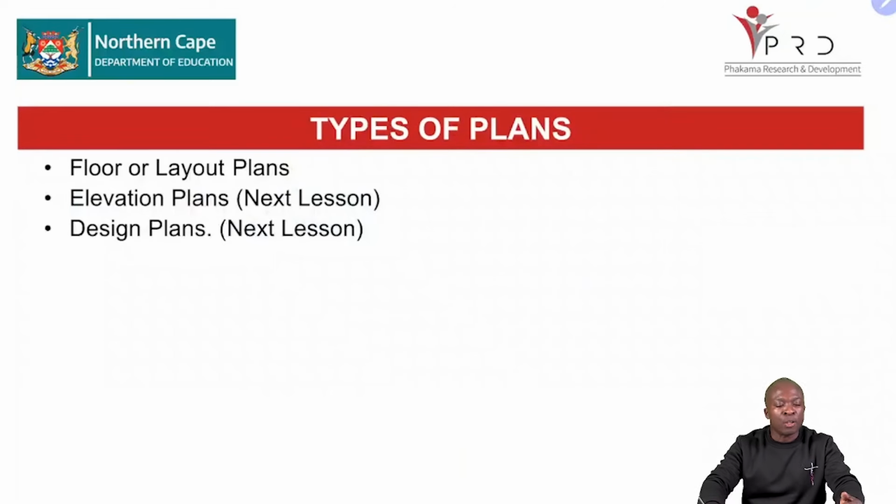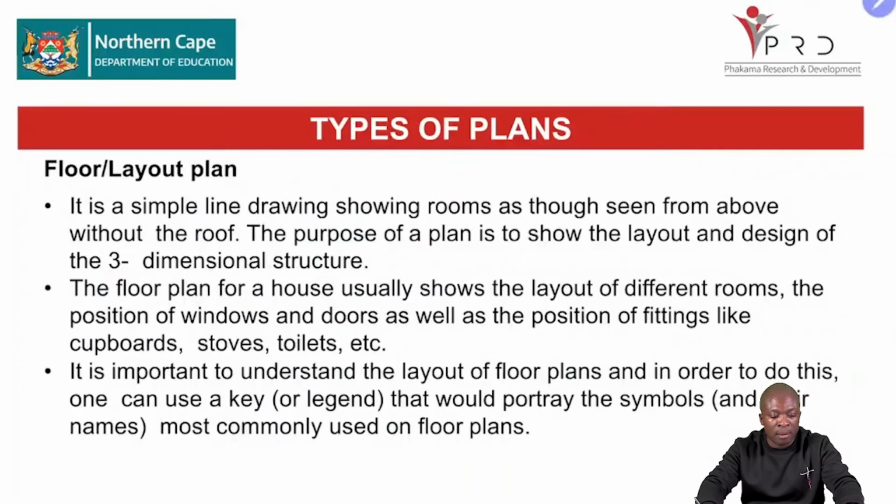So let's look at the scale. It determines how many times smaller an object shown on a plan or map is than its actual size. Now, let's look at the types of plans that we have. We have our floor plan or layout plans. We have elevation plans, and we'll tackle that in the next lesson. And then we have also got the design plans.